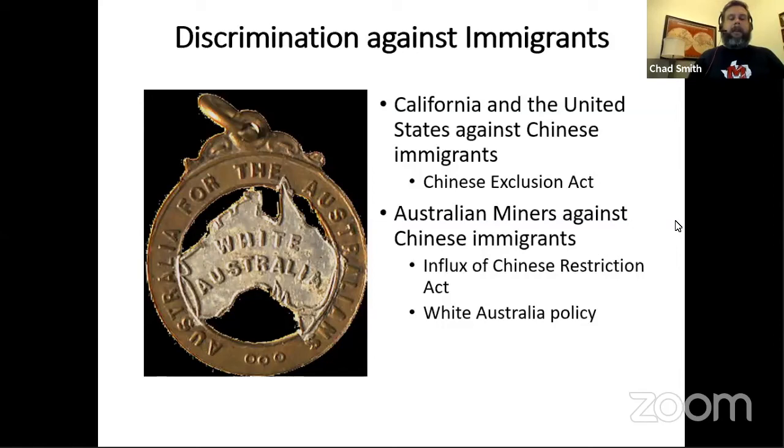And eventually, throughout the 1900s, the idea of the White Australia policy, which promoted white culture and the concept that Australian citizens and Australian workers should be white and not Chinese.